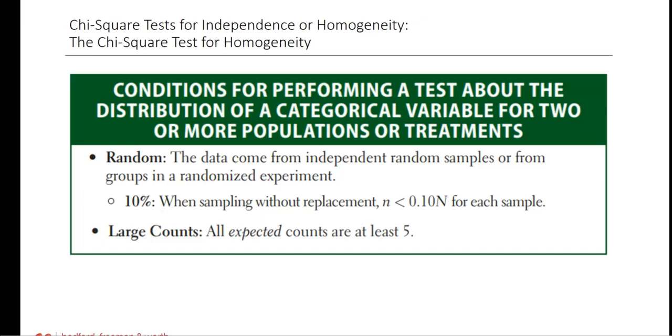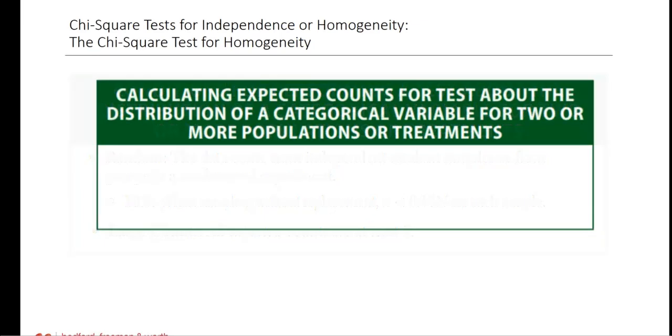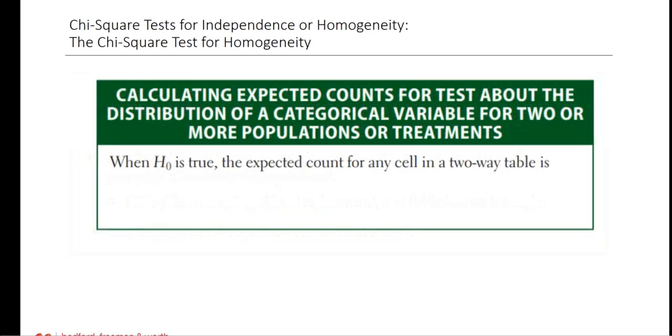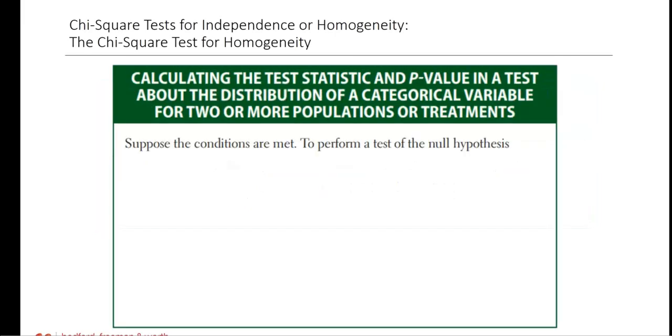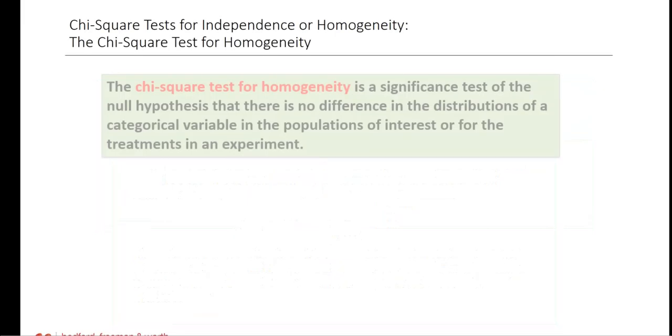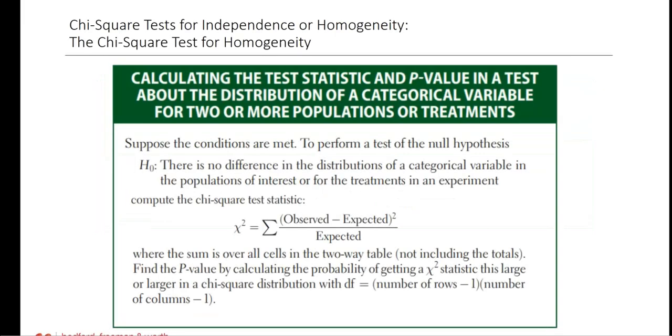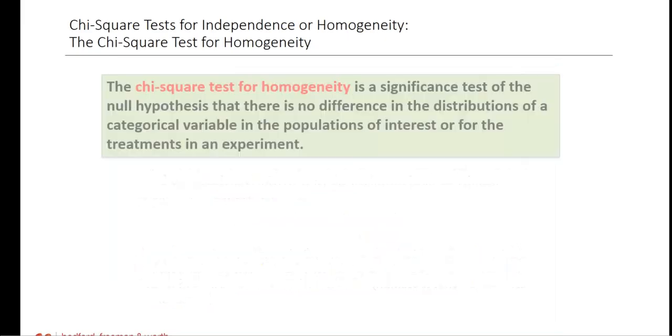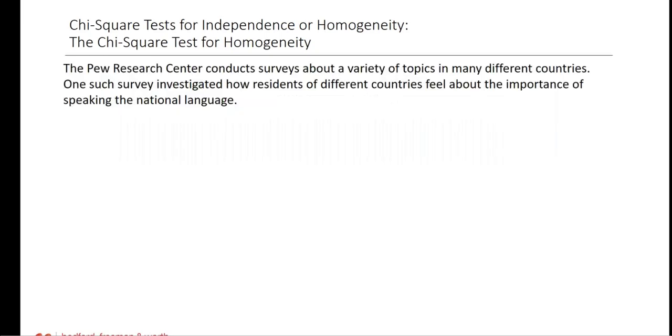Same three conditions. You'll see it applied a little bit differently here because of the way this test is set up, especially with the less than 10% condition. Those are still the same. That's still the same. Nothing's changed. Still, number of rows minus 1 times number of columns minus 1 for degrees of freedom. Okay, so let's look at an example.